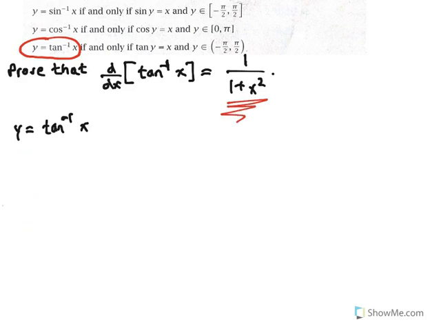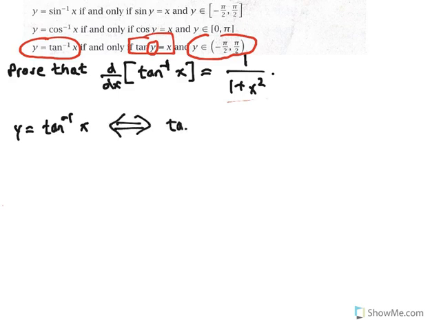So our first step in doing that is to use the definition of the inverse tangent function. y is equal to the inverse tangent of x if and only if y is the angle between negative pi over 2 and positive pi over 2 such that tangent of y is equal to x. So we may write, this implies that tangent of y is equal to x.